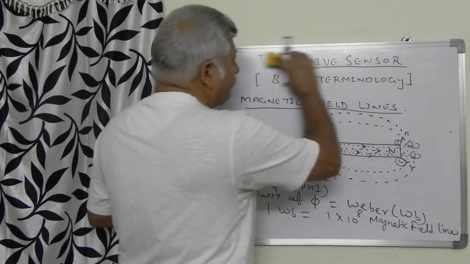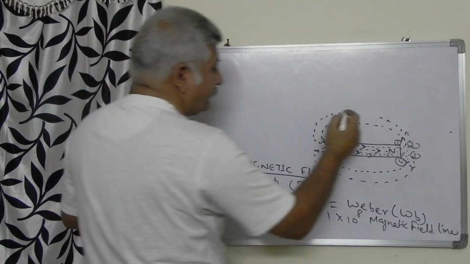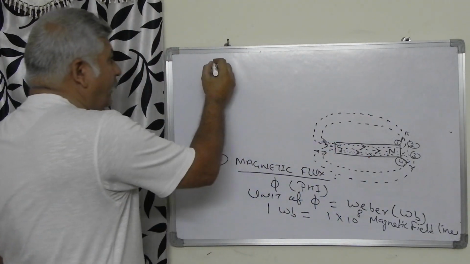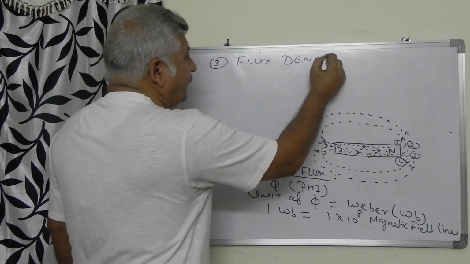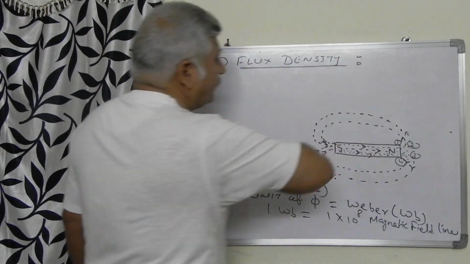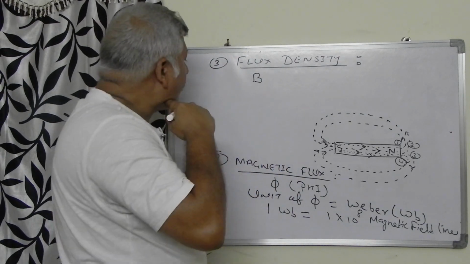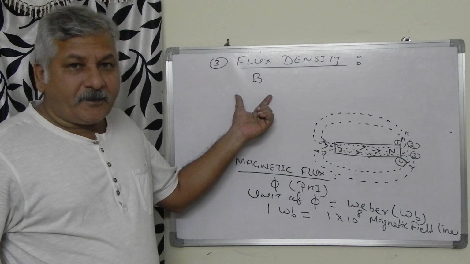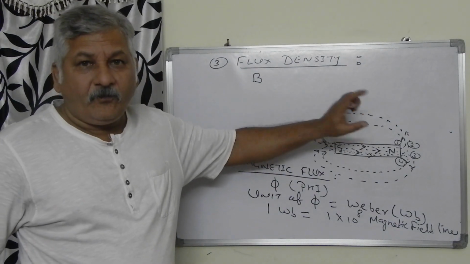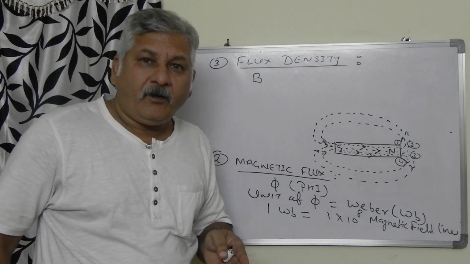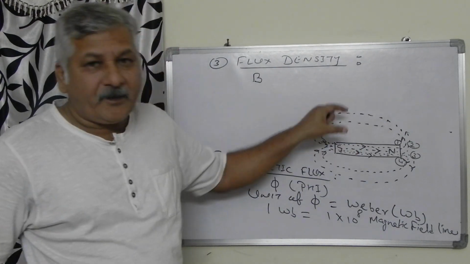Now another term is flux density. This flux density is represented by B. Now, flux density is the total number of magnetic field lines which pass through a plane of unit area, provided the plane is placed perpendicular to the magnetic field lines.